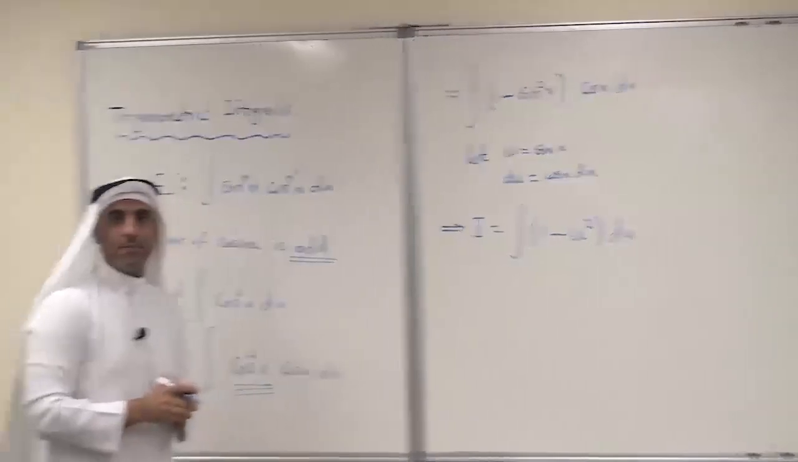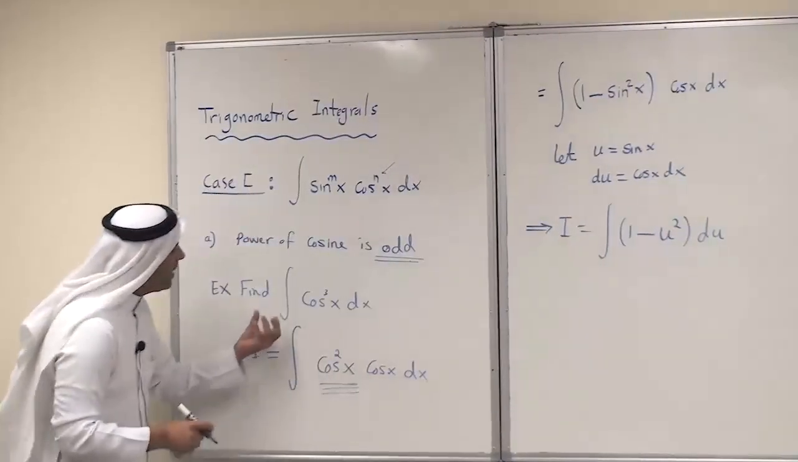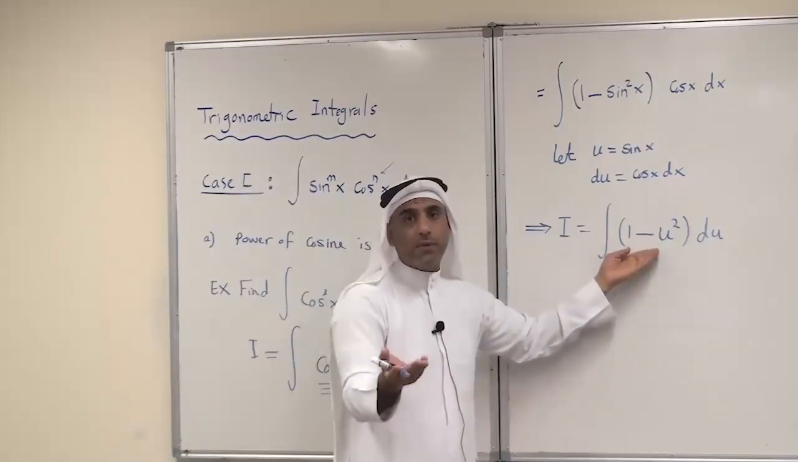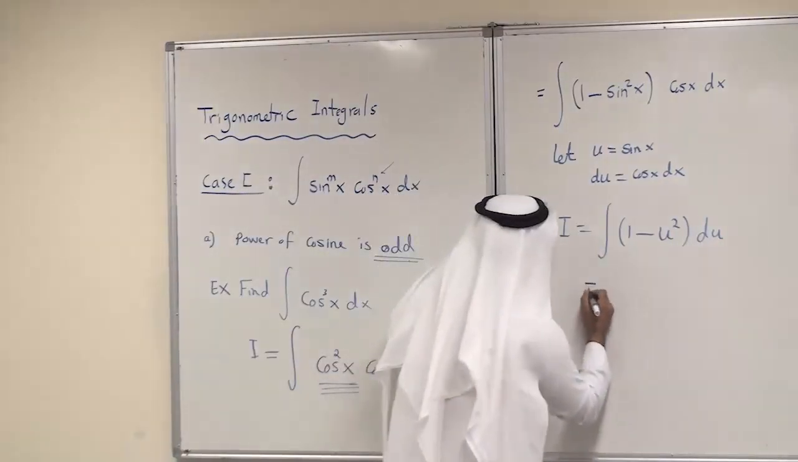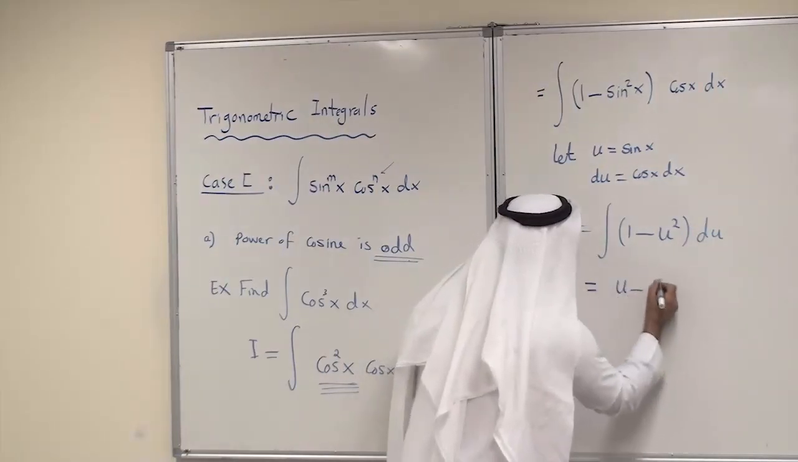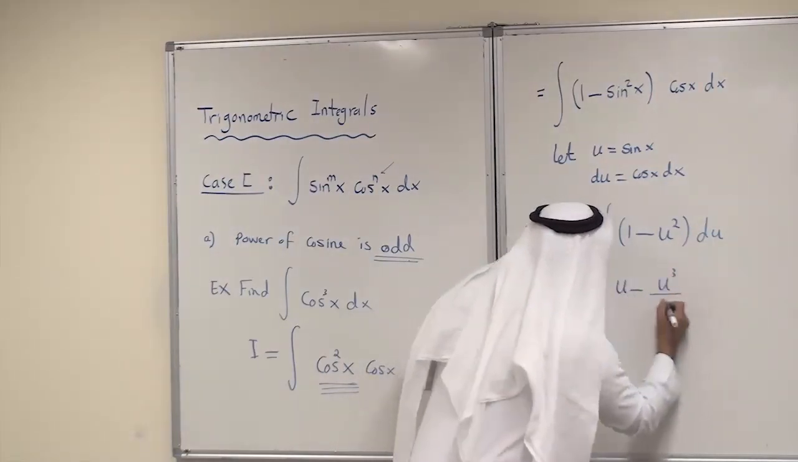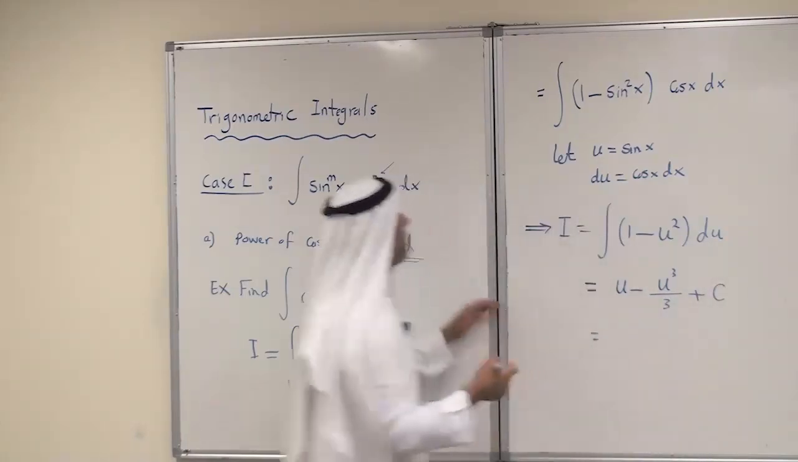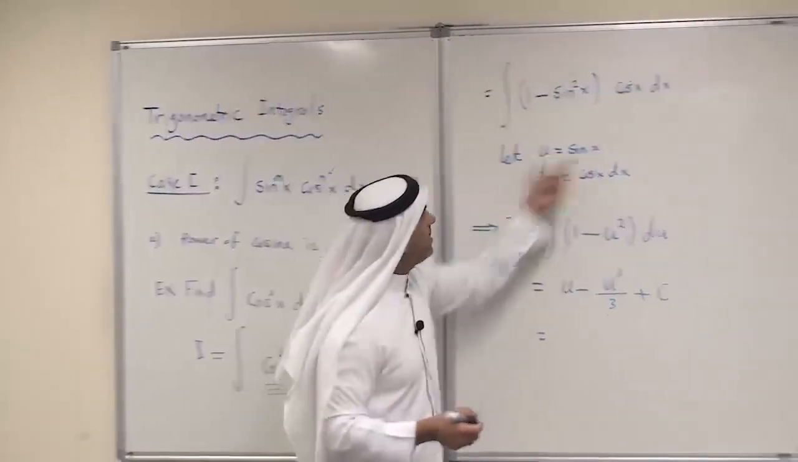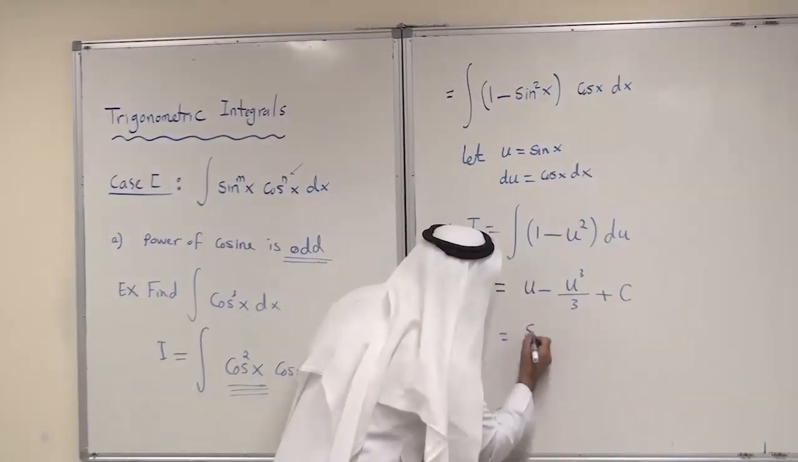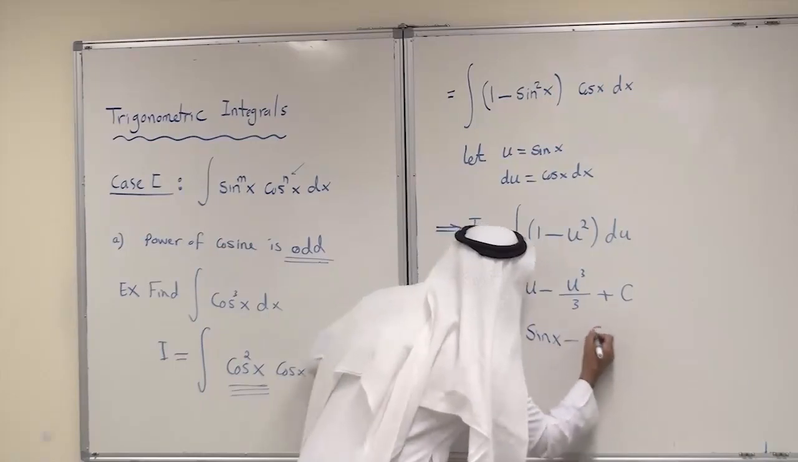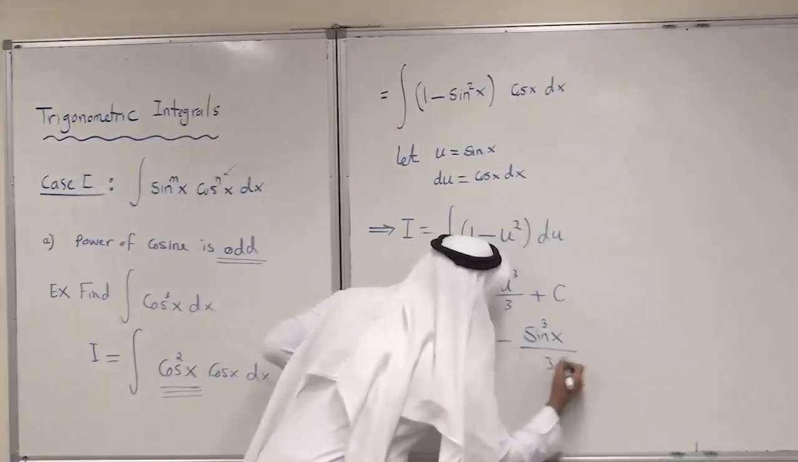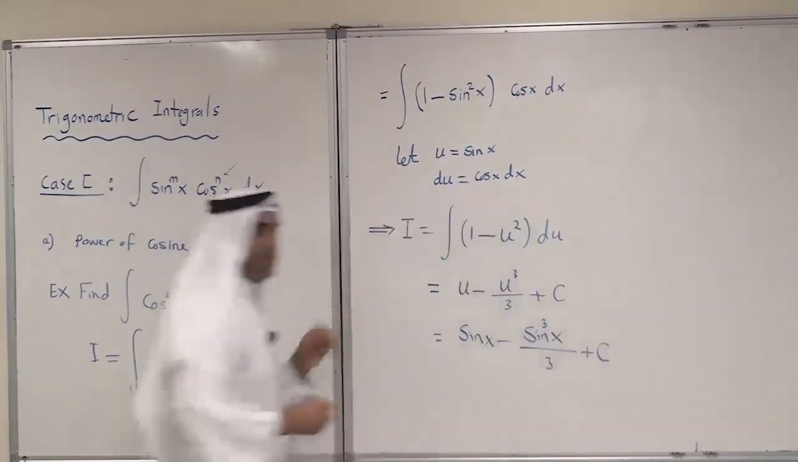That's du. You see now, we are converting a trigonometric integral into a polynomial integral, which is straightforward to be done. So what is the answer for this? It is just u minus u cubed over 3 plus a constant c. Now, what is u? We make u equal to sine, so we substitute for it. It will be sine of x minus sine cubed of x divided by 3 plus a constant of integration c.